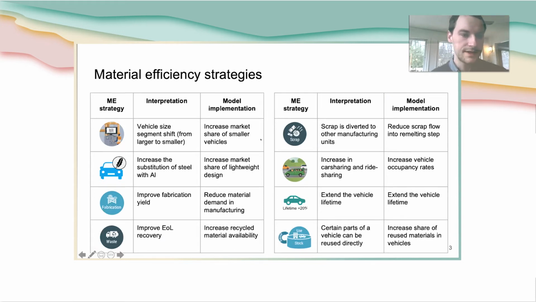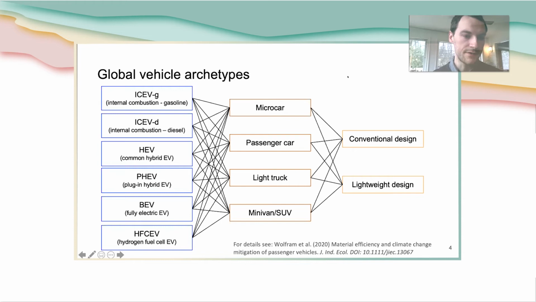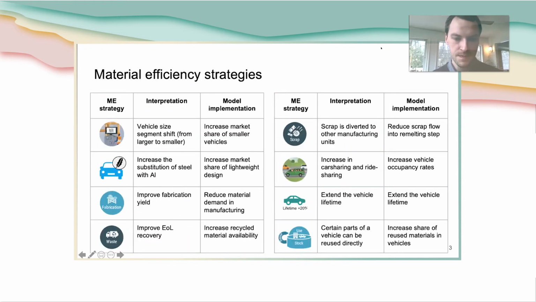So you've seen these material efficiency strategies for buildings, and as Qingshi already mentioned, we have the similar ones for vehicles as well. In particular, we modeled these eight strategies, and I'm starting on the left side from the top. We have a shift to smaller vehicles. On the top left, we have a strategy of making vehicles lighter by changing the material composition. For example, you can replace steel with aluminum. Below that, we have reducing material waste, increasing the use of recycled materials.